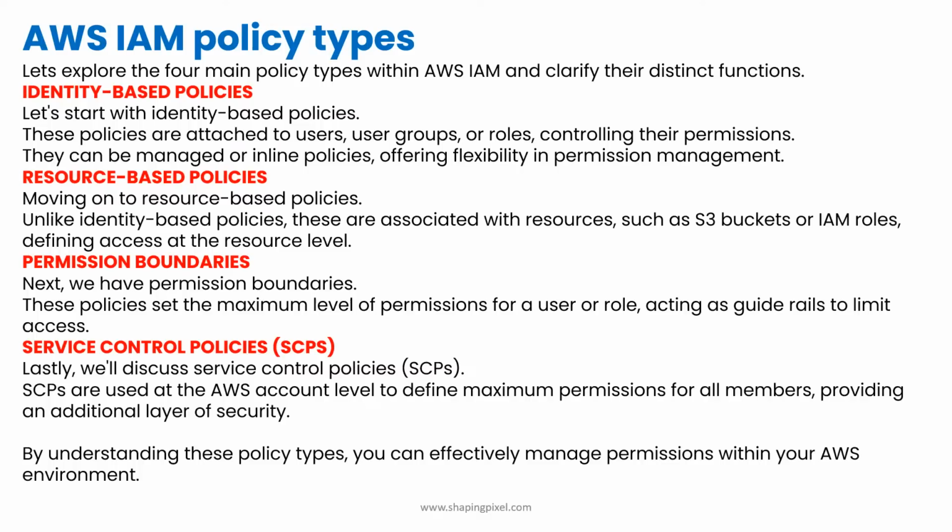Moving on to resource-based policies, unlike identity-based policies, these are associated with resources such as S3 buckets or IAM roles, defining access at the resource level. Next, we have permission boundaries. These policies set the maximum level of permission for a user or role, acting as a guardrail to limit access. Lastly, we'll discuss service control policies. SCPs are used at the AWS account level to define maximum permissions for all members, providing an additional layer of security. By understanding these policy types, you can effectively manage permissions within your AWS environment.